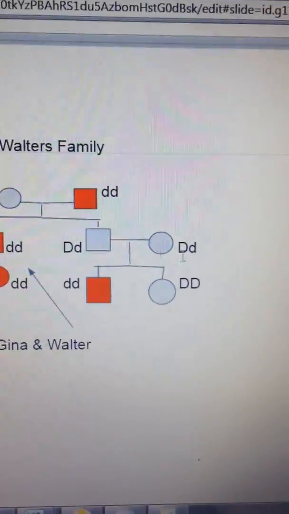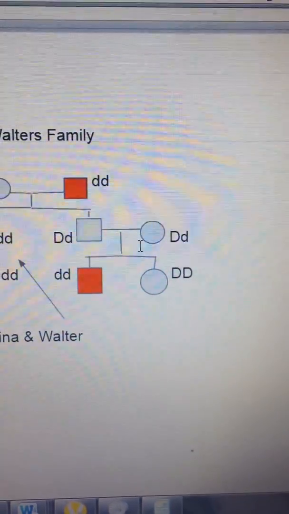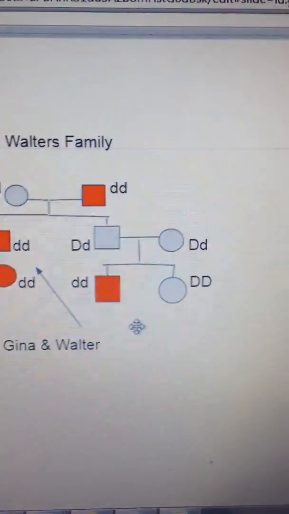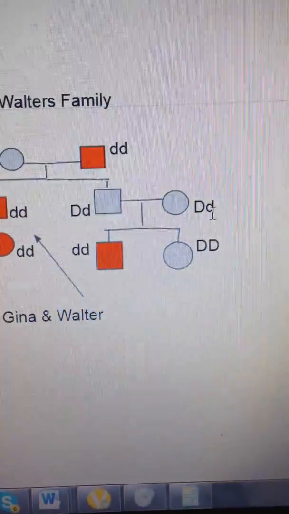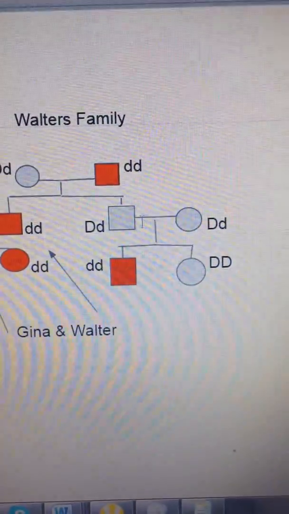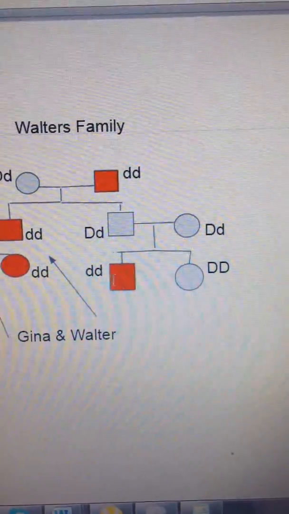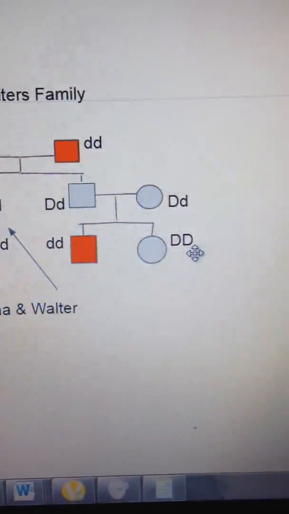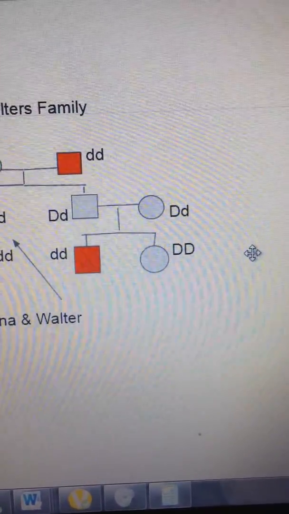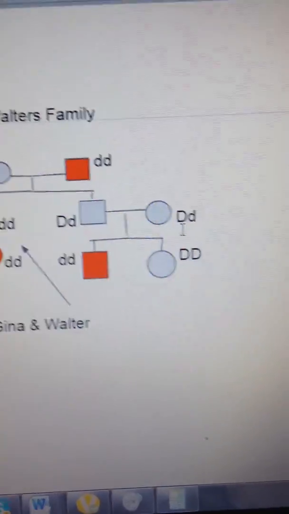He then married a lady who did not have the disorder, but once again, since the disorder is recessive, she had to have been carrying that gene, therefore passing on two lowercase d's to the son. He would have the disorder, and she would not. She could have had two uppercase d's or an uppercase and a lowercase d like her mother.